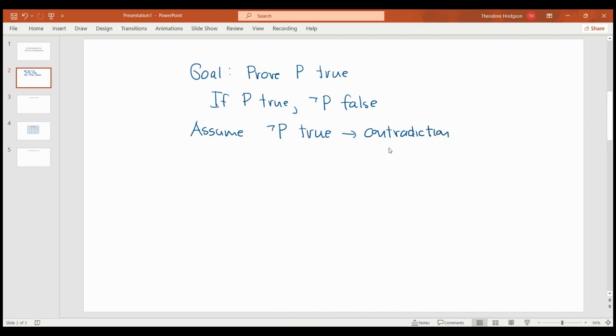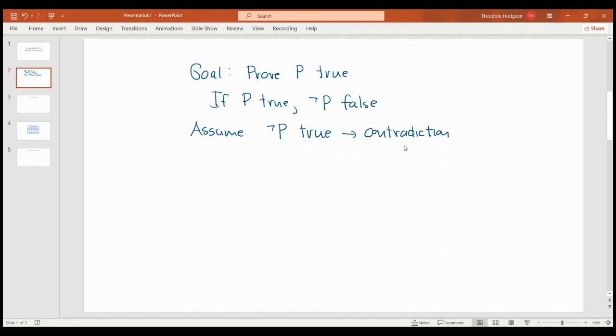And a contradiction is something that's contrary to a known fact. Like you might do a proof by contradiction and show that 0 equals 1. Well, that can't be true. You might show that a rational number equals an irrational number, or an odd number equals an even number. All of those things are contradictions of known facts.